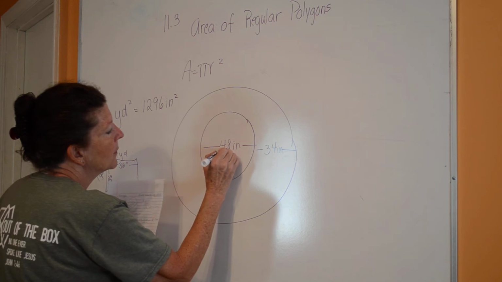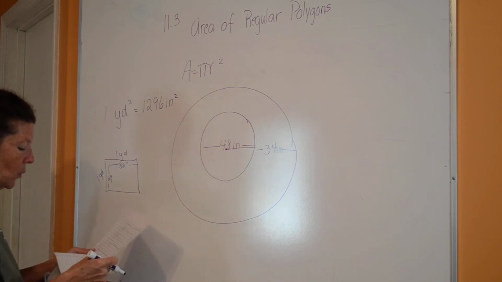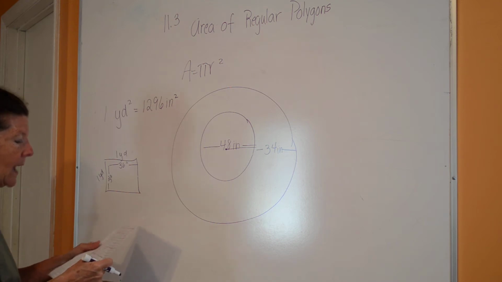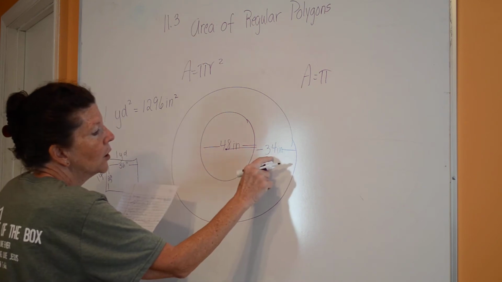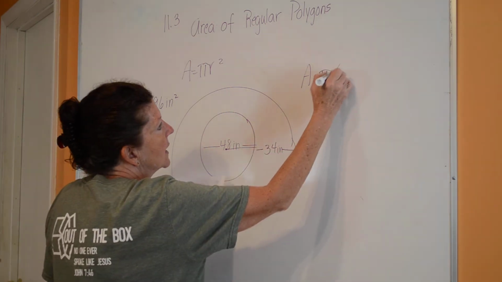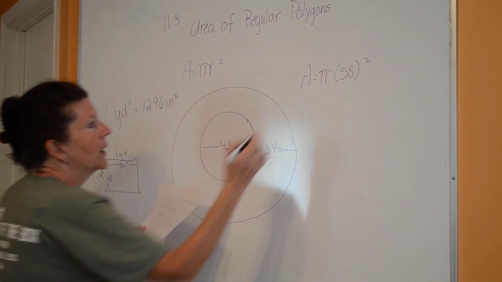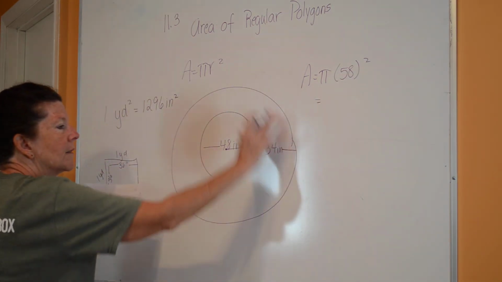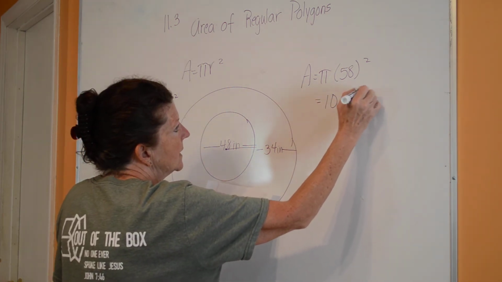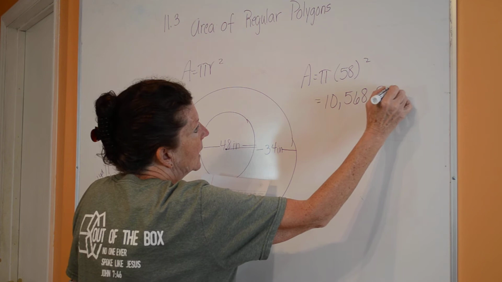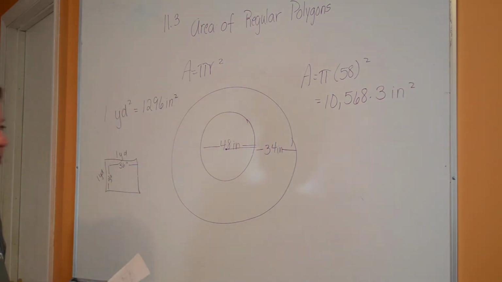Here I got to think about what the radius of this circle is. So half of 48 is 24. So basically what I have is a radius of 24 plus 34, which is going to give me 58, which of course I'm going to have to square. And when I work that out, I find the area of this whole thing is 10,568.3 inches squared.